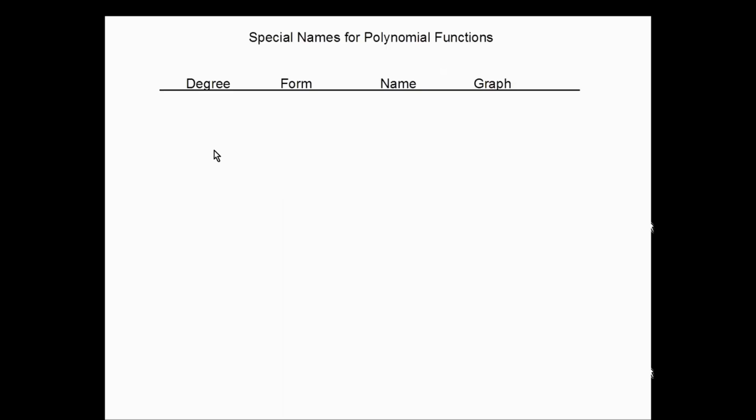Now some special names for polynomial functions. You do need to know their names. It's based upon the degree. The degree is going to give you the special name, and we're going to look at the generic form of the graph. Degree 0. The form is f of x equals c. It's called a constant value function. It's a horizontal line.